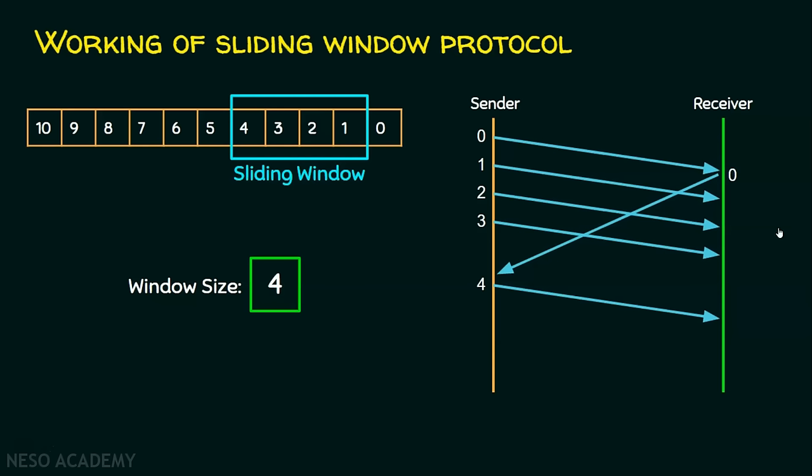Now let's assume the receiver has acknowledged frame 1, and the sender got the acknowledgement for frame 1. Now what does the sender do? It can send the next frame. The next frame in the buffer is frame 5 and the sender will now send frame 5.